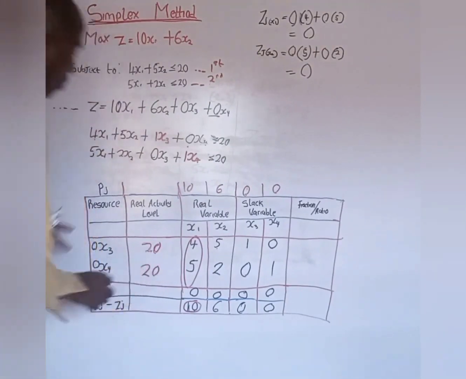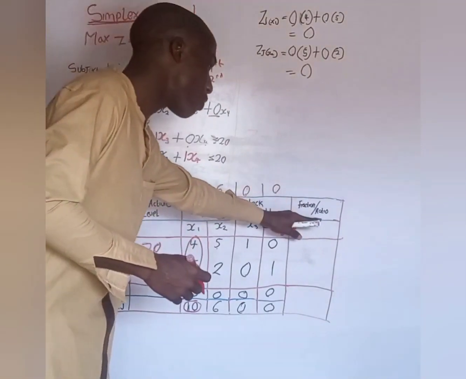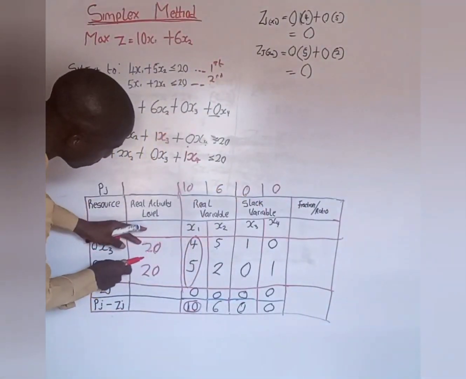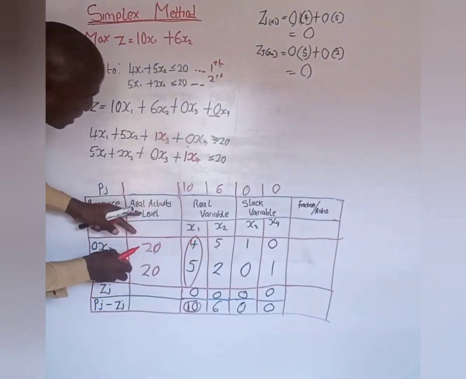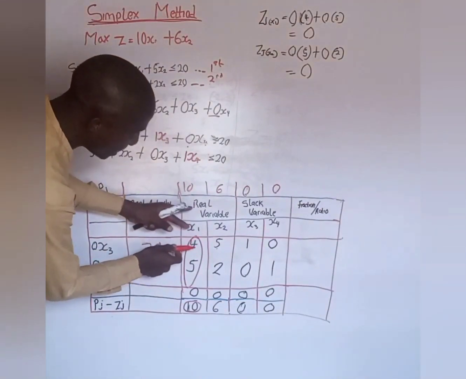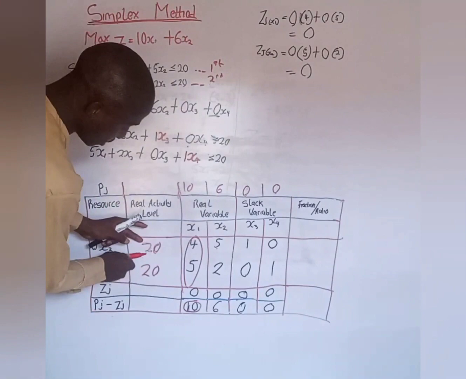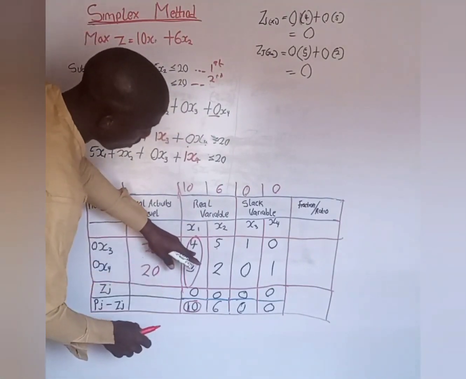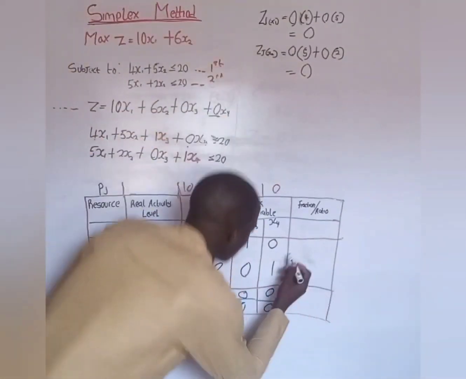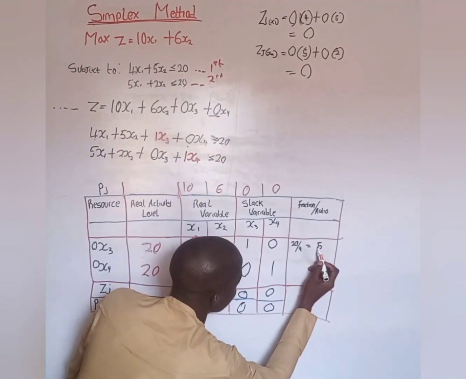If you want to proceed, before getting our key row, we have to get our what? Fraction. How do we get our fraction? Every reactivity level is divided by the corresponding key column element. If you look at this, we have 20 here. We are going to be using 4 to divide this 20 to get our fraction. So I'm going to be having 20 all over 4, which is 5.